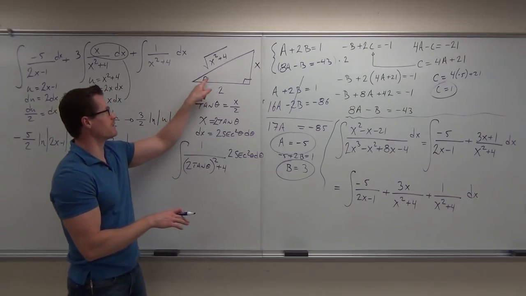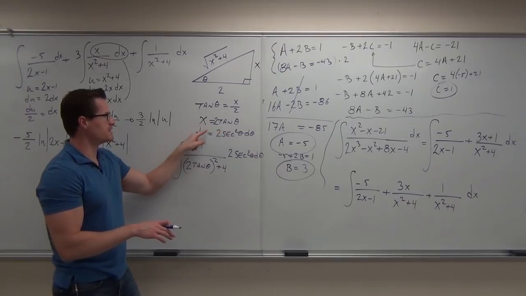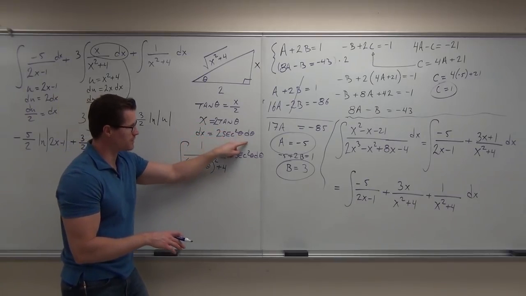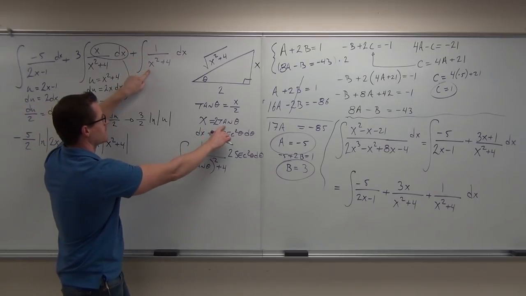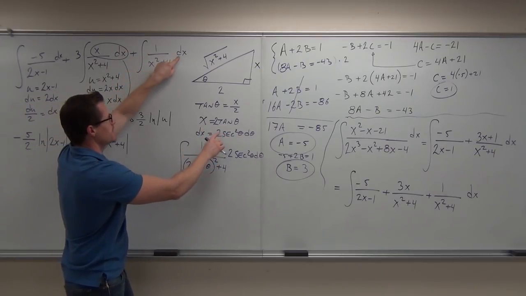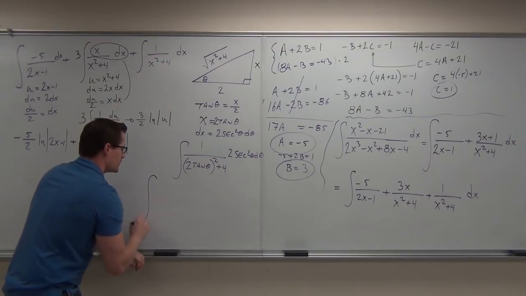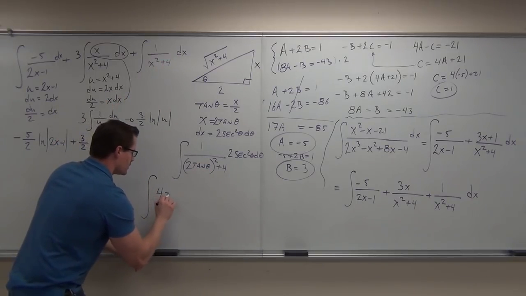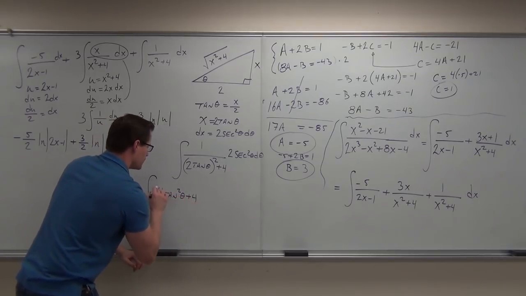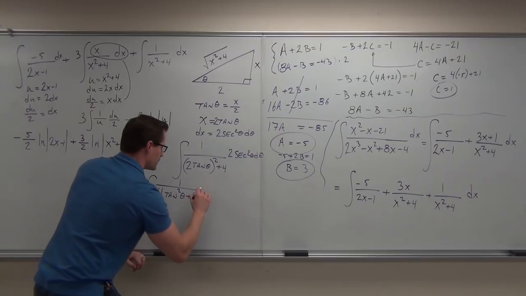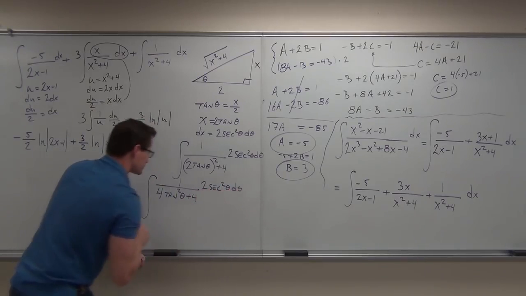Then we do, tan theta equals x over 2, no problem. x equals 2 tan theta. dx equals 2 secant squared theta d theta. Make our substitution: 1 over 2 tan theta squared plus 4, and dx is 2 secant squared theta d theta. That means our integral becomes 4 tan squared theta plus 4, times 2 secant squared theta d theta.